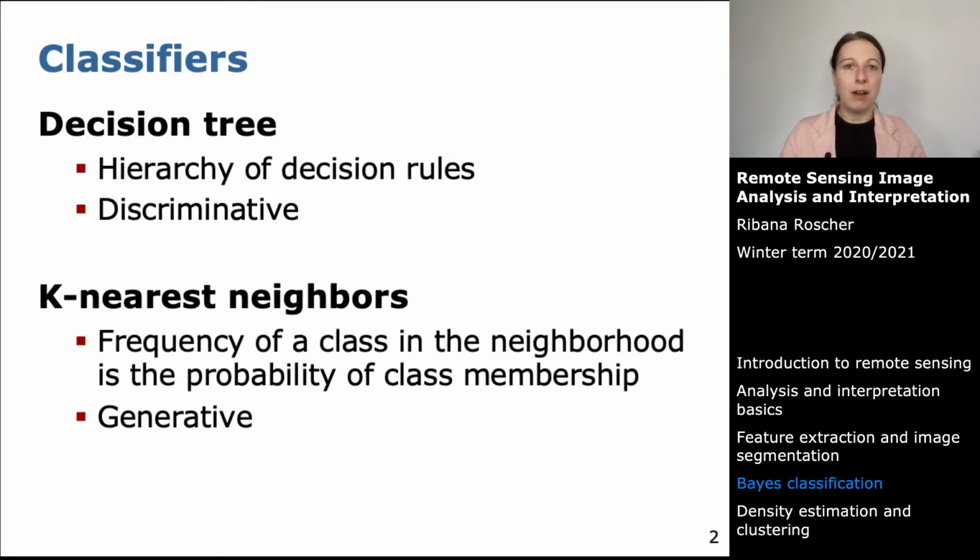So if you have 5 training samples around the given test sample, and 3 of them belong to class 1 and the other 2 belong to class 2, you have a higher percentage that the test sample belongs to class 1 than to class 2. And so far we were not talking about probabilities, but actually this can be quite helpful, especially if you want to make decisions under uncertainty.